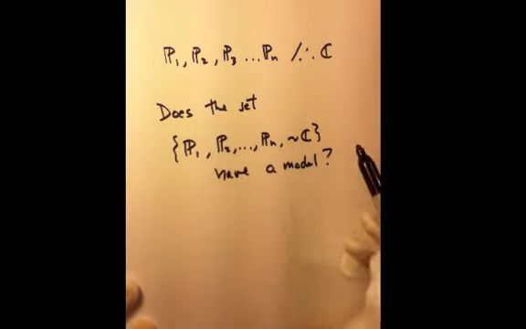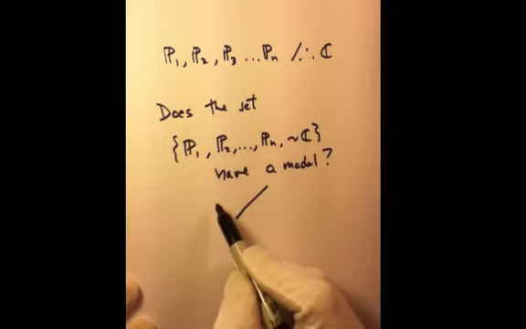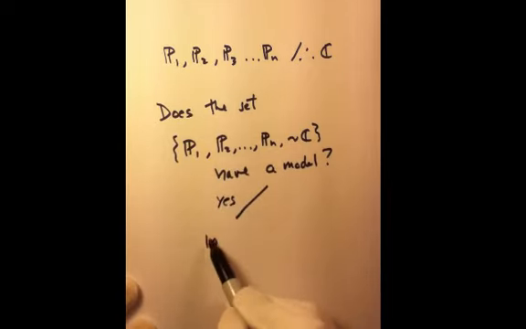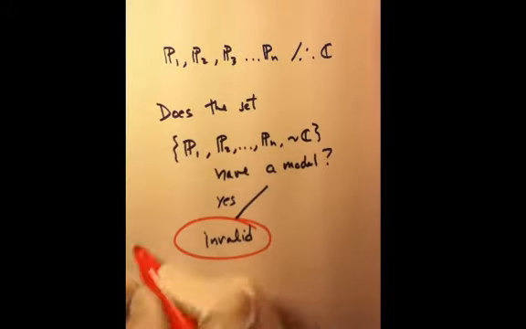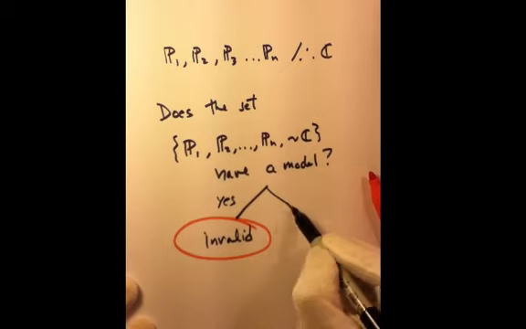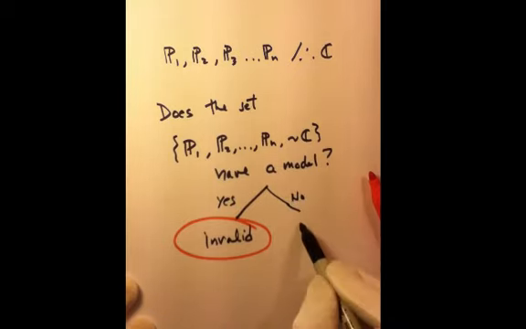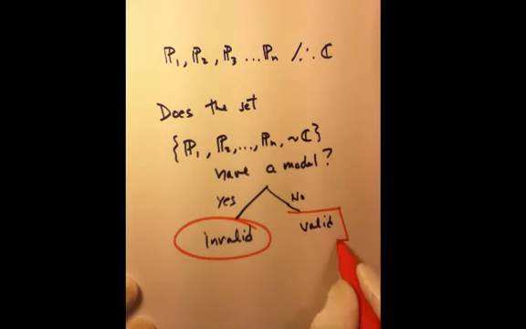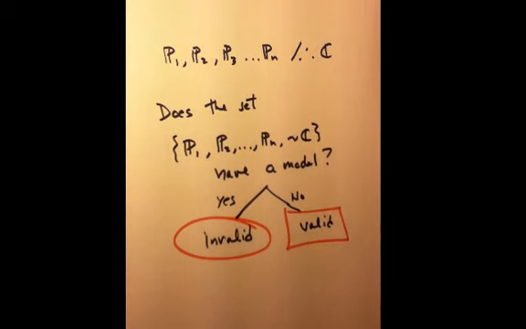So in other words, if it has a model, then the argument is invalid. If it doesn't have a model, that peculiar set, then the argument is valid. So sometimes the concept of a model can be a handy one to use, not only when we talk about tautologies, but also when we talk about validity of arguments.